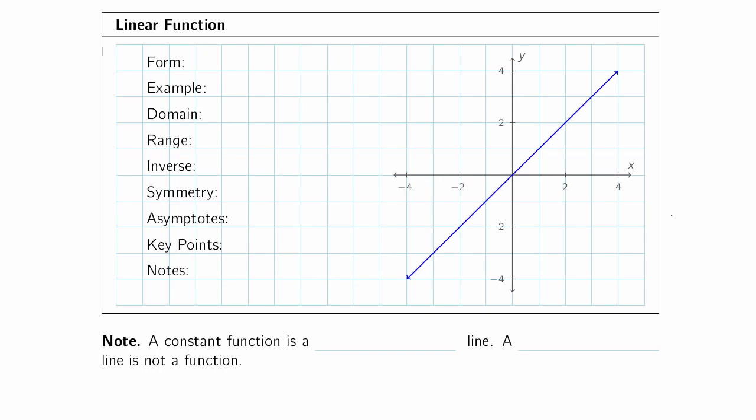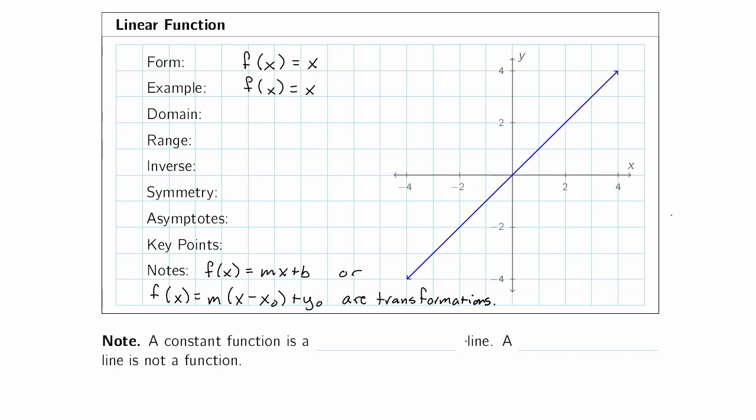Somewhat more complicated, but also often more familiar, is a linear function. Now, we think of our basic linear function as being the simplest linear function, f of x equals x, which is what we see here. Now you might be thinking, where's the slope and the intercept? And the answer is that that slope-intercept form or the point-slope form are transformations of this basic function. The slope and the y-intercept, well, that's a vertical scale and a vertical translation. If we throw in that x minus x naught, that's a horizontal translation as well.